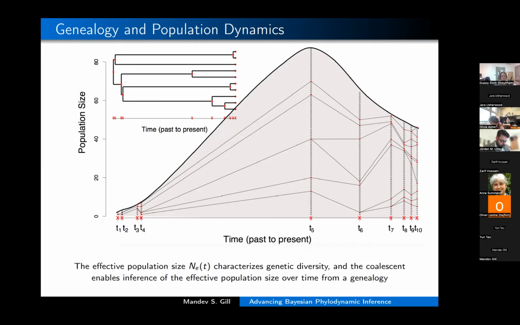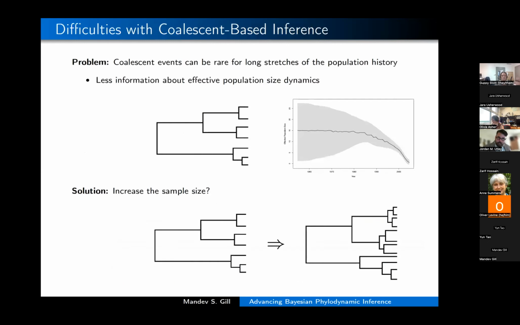And this relationship opens the door to inference of the effective population size as a function of time from a genealogy. And that's what we're interested in doing. So coalescent-based models for population dynamics inference are widely used, but they can be hampered by a scarcity of coalescent events for long stretches of a population history.